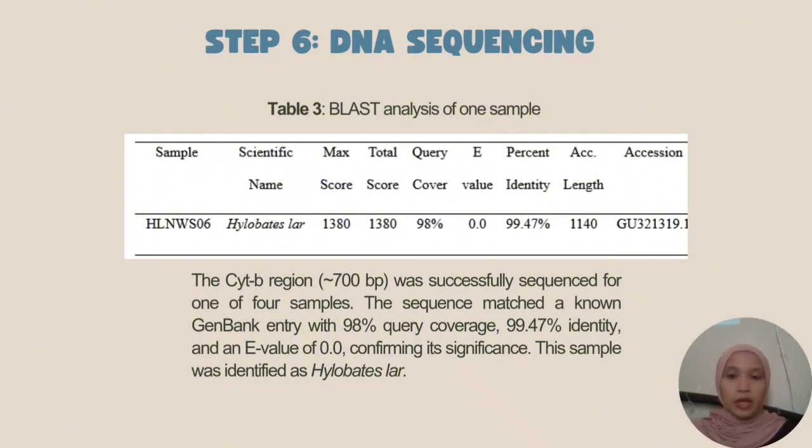The Cyt-B region, approximately 700 base pairs, was successfully sequenced for 1 out of 4 samples. The sequence matched a known GenBank entry with 98% query coverage, 99.47% identity, and an e-value of 0.0, confirming its significance. So this sample was identified as Hylobates lar.